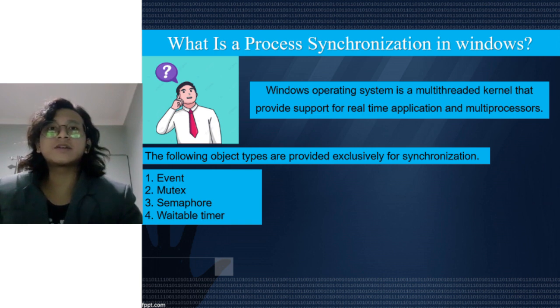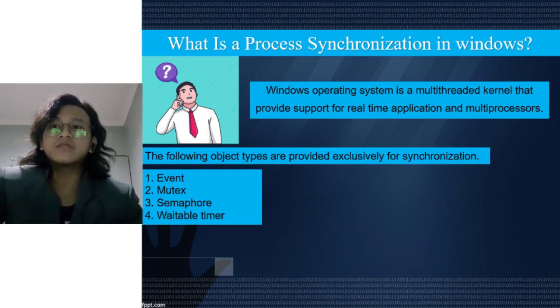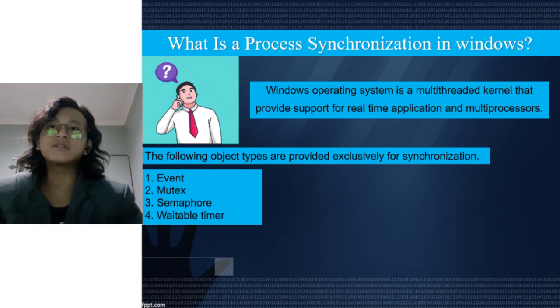What is process synchronization in Windows? The Windows operating system is a multi-threaded kernel that provides support for real-time applications and multiprocessors. The following object types are provided exclusively for synchronization. Number 1 is event. Event notifies one or more waiting threads that an event has occurred. For more information, see event objects.